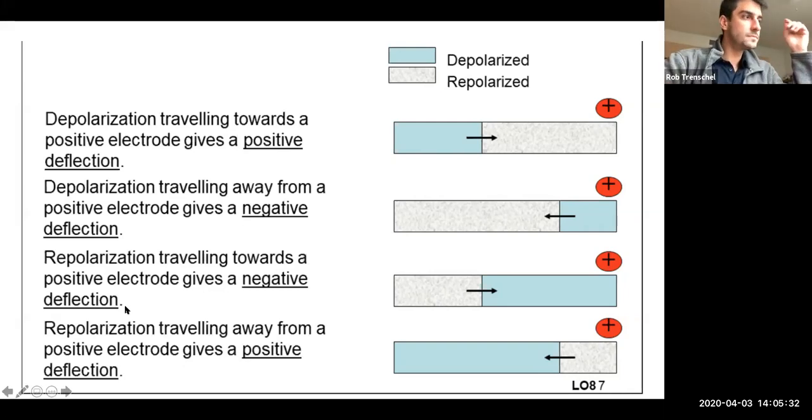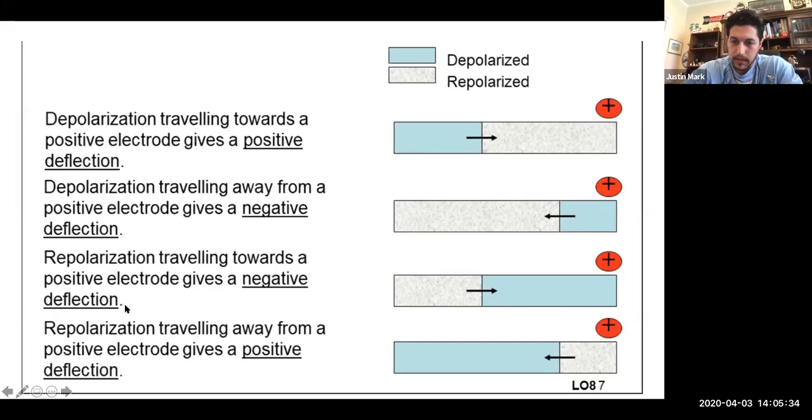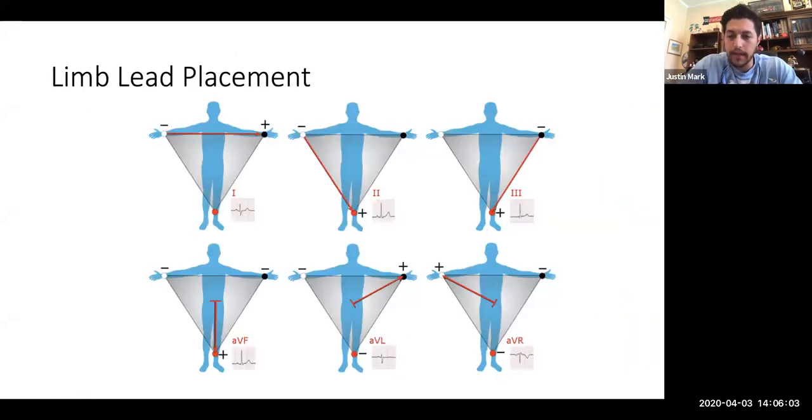When we have a repolarization, it's going to be the complete opposite. So if we have a repolarization towards a positive electrode, that gives us a negative deflection. And if we have a repolarization moving away, that's going to give us a positive deflection. It's kind of like, I think somebody made an analogy with sound. It might have been the Boards and Beyond video. But if a sound is moving towards you, you're going to hear it louder than, say, somebody if the sound is moving away from them. And that's basically the principle behind this. So keep all of that in mind.